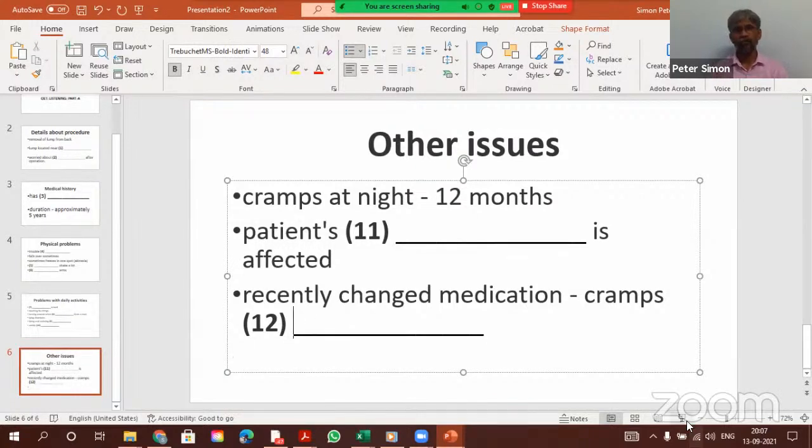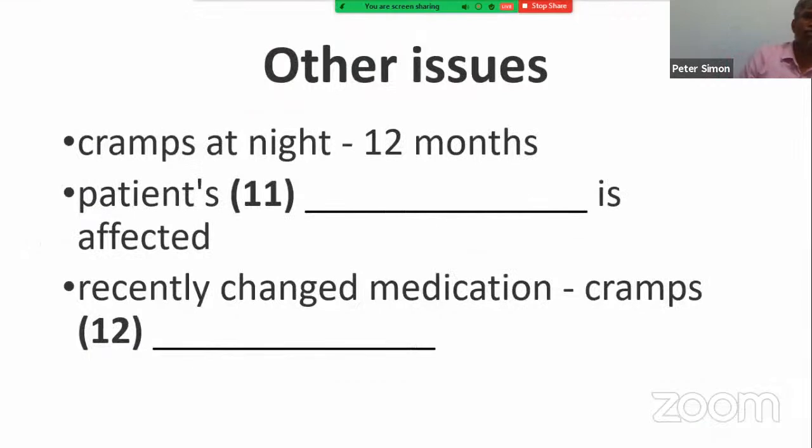Okay. Now let us see here. Two questions. Cramps at night. Cramps at night, 12 months. Patient's dash is affected. Something is affected. Is a verb. Before is, patient's something. Patient's head is affected. Patient's brain is affected. Patient's leg is affected. Right leg is affected. Or patient's stomach is affected. Patient's digestive system is affected. Patient's nervous system is affected. Whatever it is, patient's something is affected.